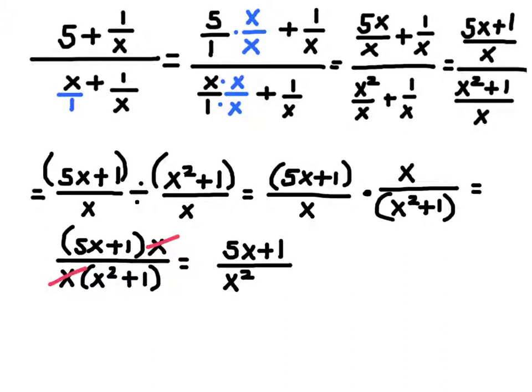At this point, you might want to see if they could be factored further, but they cannot. 5x plus 1 is a linear binomial. It's fully factored. x squared plus 1 is a quadratic binomial, but it cannot be factored. It is the sum of two perfect squares, not the difference, so there's no way to factor that. It's prime. This is our final answer: 5x plus 1 over x squared plus 1.